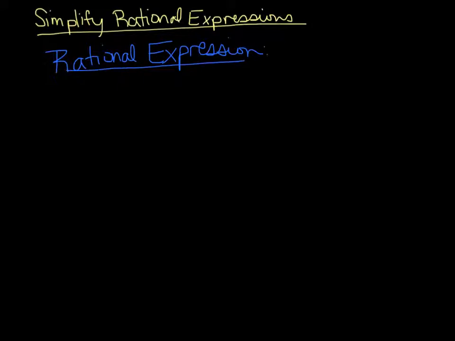We have two types of things in math generally. There's an expression and an equation. The equation has the equal sign, the expression doesn't. So all we're going to be doing is simplifying expressions today. Now, a rational expression is an expression that involves a fraction. So for today, we will actually be simplifying fractions.